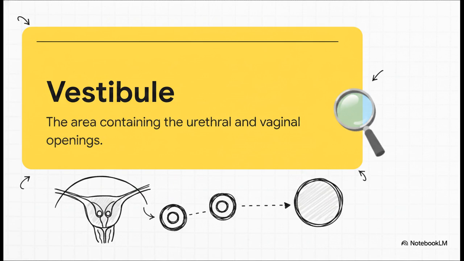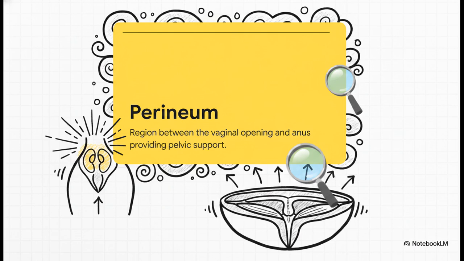Reaching the inferior end, the absolute bottom of our map, we find the perineum. This is the region located directly between the vaginal opening and the anus. But beyond just being a geographical landmark on our anatomical map, the perineum actually plays a vital role by providing really important support to the entire pelvic floor.